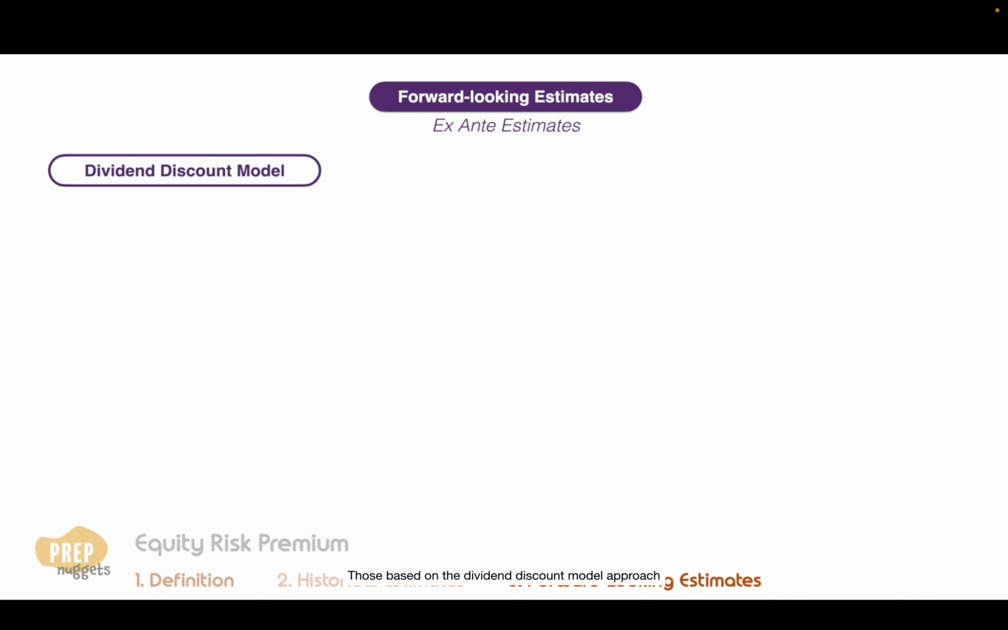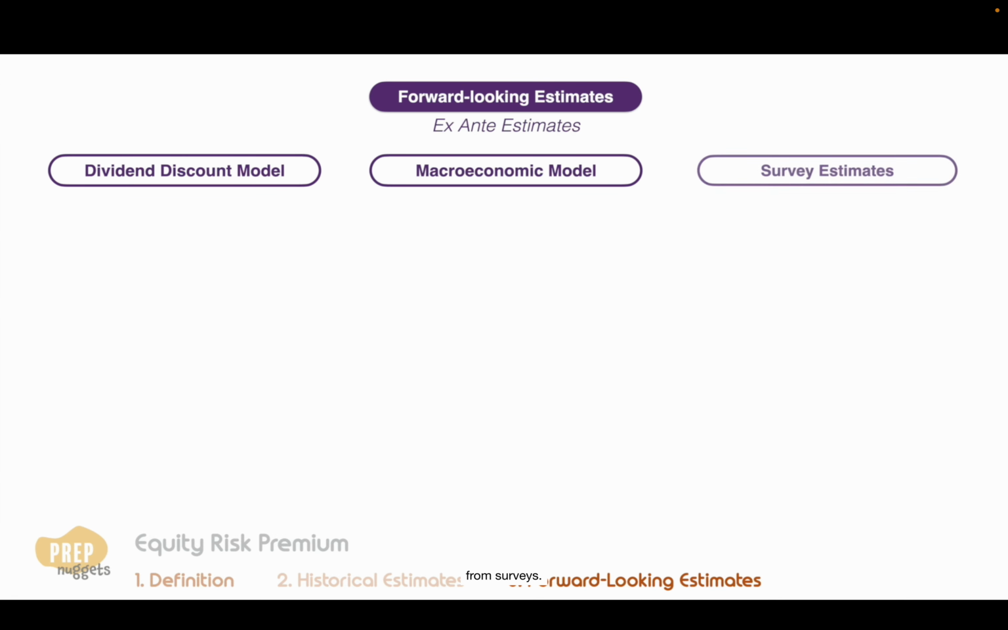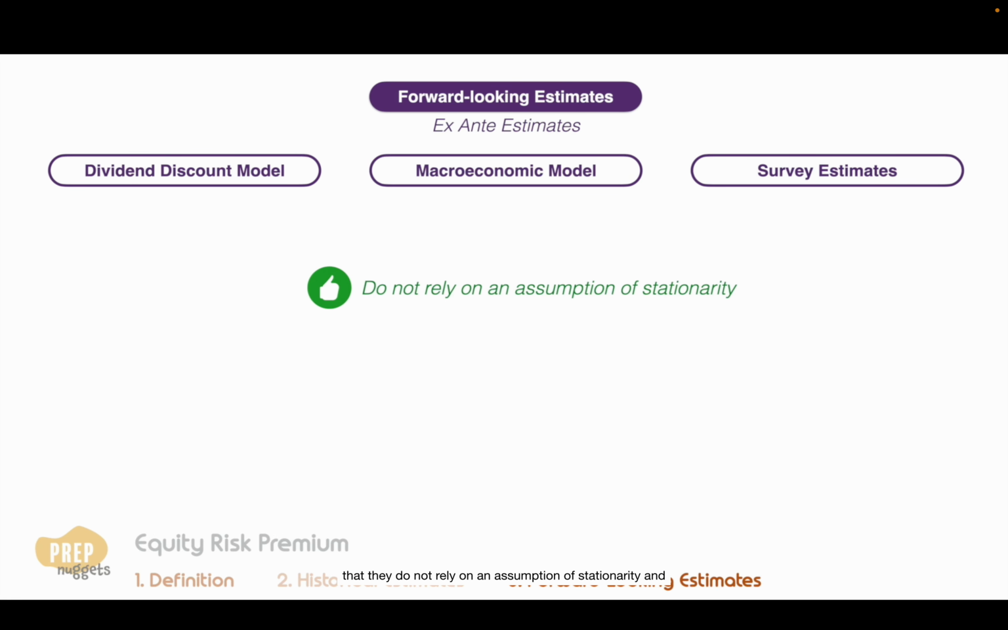And let's move on to forward-looking estimates of the equity risk premium. Such estimates are also known as ex-ante estimates. There are three main categories of forward-looking estimates: those based on the dividend discount model approach, macroeconomic models, and estimates from surveys. The common strength of all these methods is that they do not rely on an assumption of stationarity and are less subject to problems like survivorship bias. Both of these are problems we identified with historical estimates earlier.